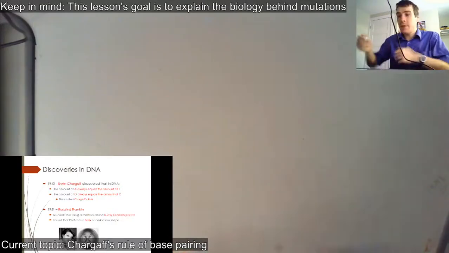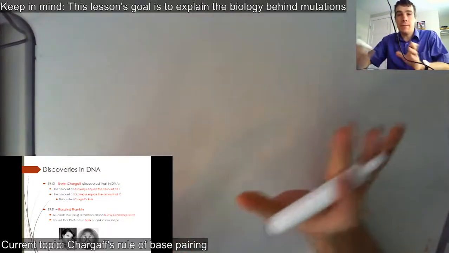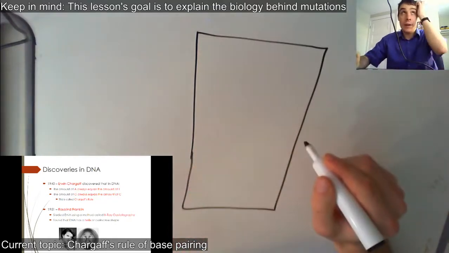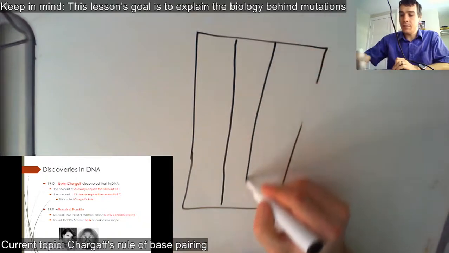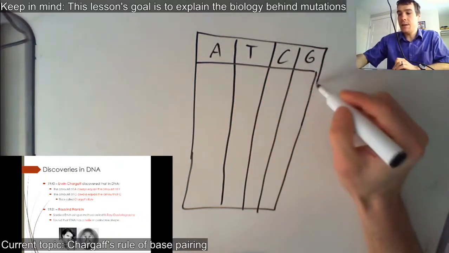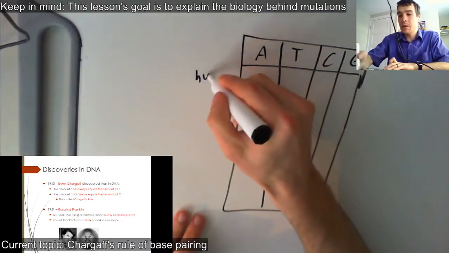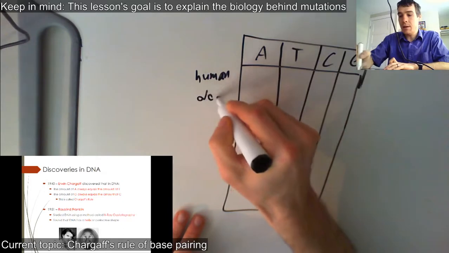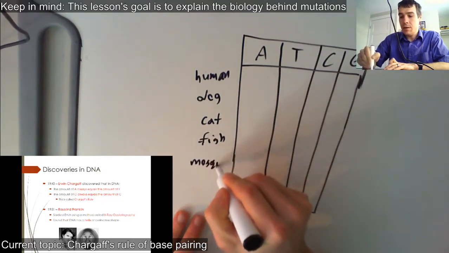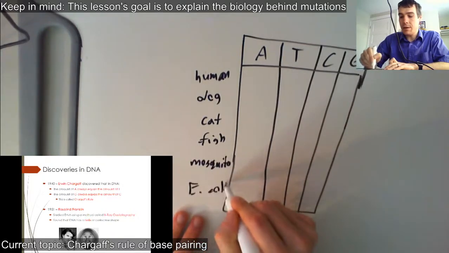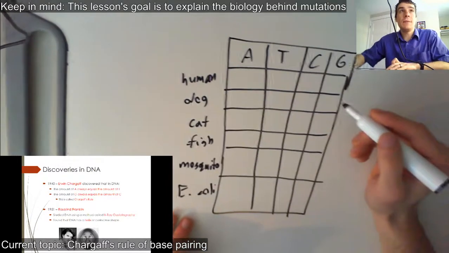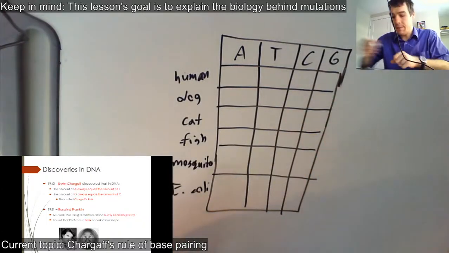Basically what he did was he figured out how to find the proportion of the bases, and he analyzed a bunch of different animals. So this isn't actually his ratios, but the idea is there. He analyzed the A, T, C, and G content of the DNA of different animals. So maybe he did human, dog, cat, fish, mosquito, whatever. Maybe he did E. coli. Everyone likes E. coli. So he analyzed the percentages, and once again, these aren't his ratios, but it's representative.